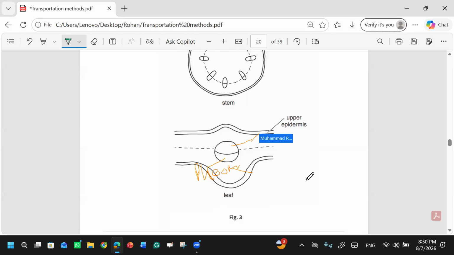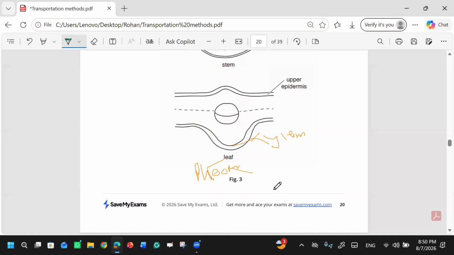Phloem, and I'm pretty sure I did this in school as well. The one above is xylem. Yes, okay.